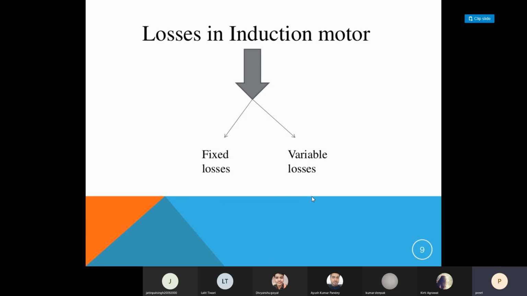Fixed losses are the ones that are not variable in nature; they basically depend on the construction part, such as what kind of winding you are using, how much gap is there, and how much leakage flux is there. But variable losses are basically proportional to your load. They exist there, but when the load changes, they also change.